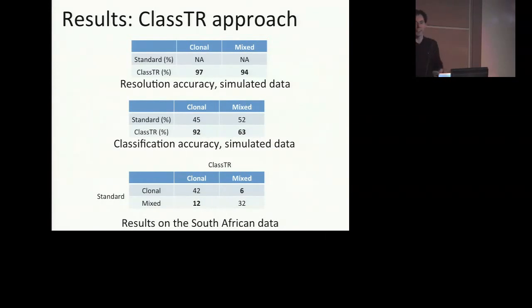We don't know how accurate this is, because we haven't observed what actually happened. We haven't observed whether these infections were the result of multiple infection events or the result of within-host evolution. For the simulated data, we know. So those there are percentages, but here it's just pure numbers. I'm sorry if that was a little bit confusing.